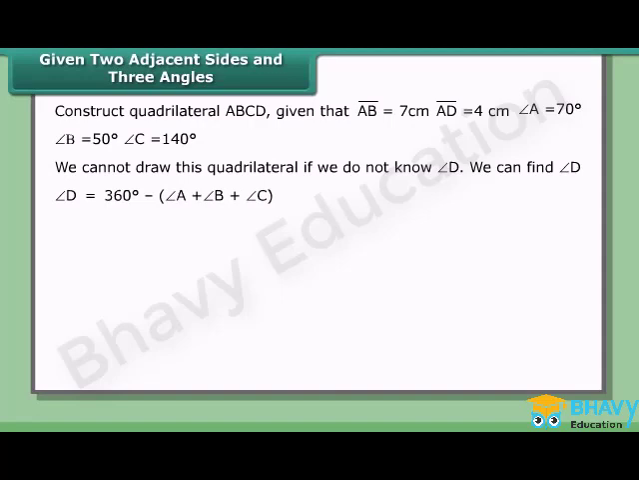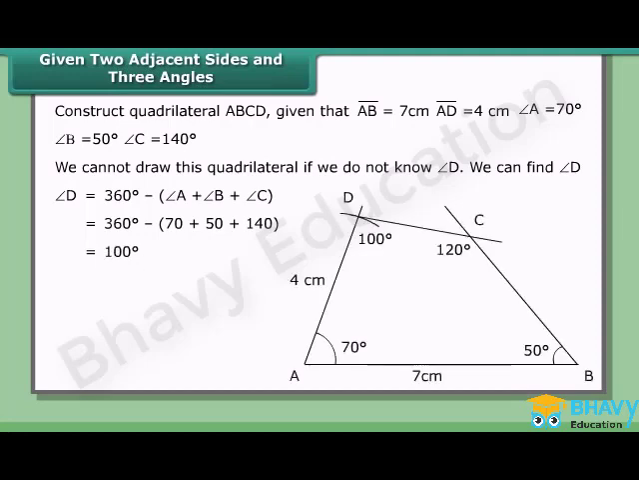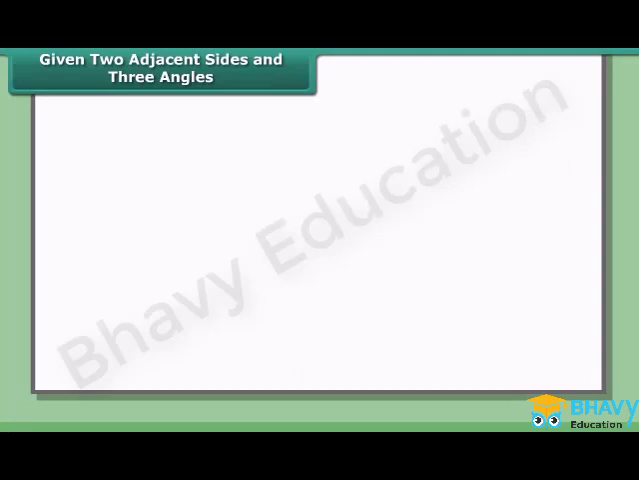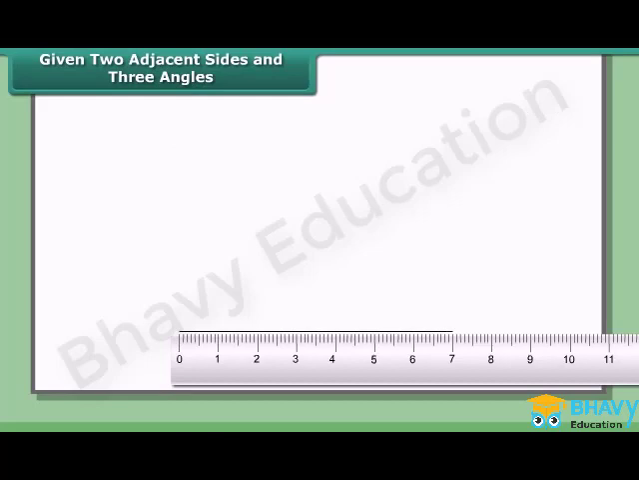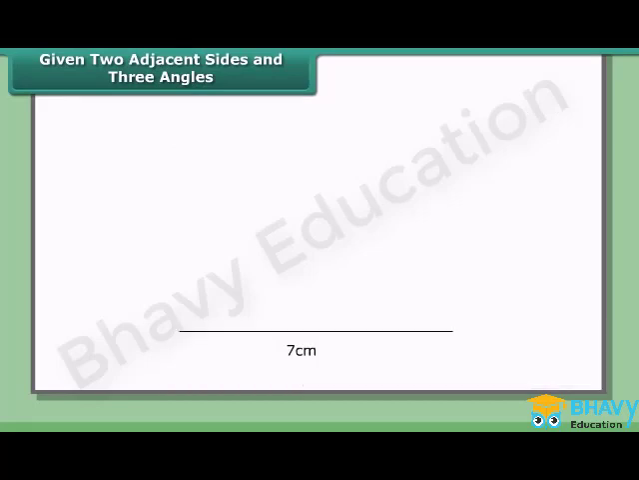Angle D is equal to 360 degrees minus (angle A plus angle B plus angle C), which is equal to 360 degrees minus (70 plus 50 plus 140), which is equal to 100 degrees. Step 1. Draw the line segment AB equal to 7 cm.